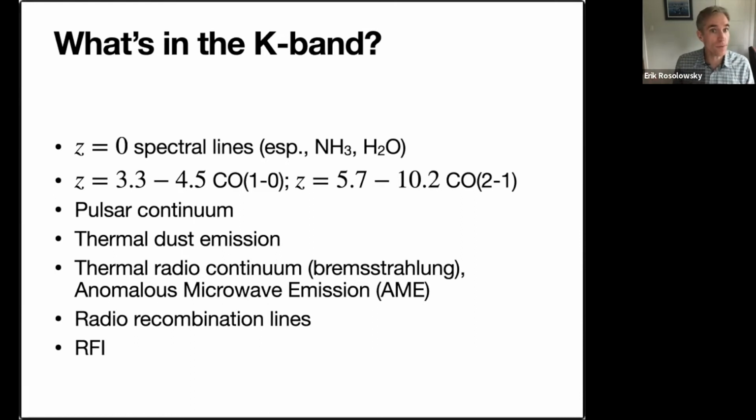We have a set of radio recombination lines. So these are ions that are recombining to form hydrogen and other species undergoing recombination in ionized gas. And the lines in the K-band are present and display a little less in the way of non-thermal departures than the low frequency lines.